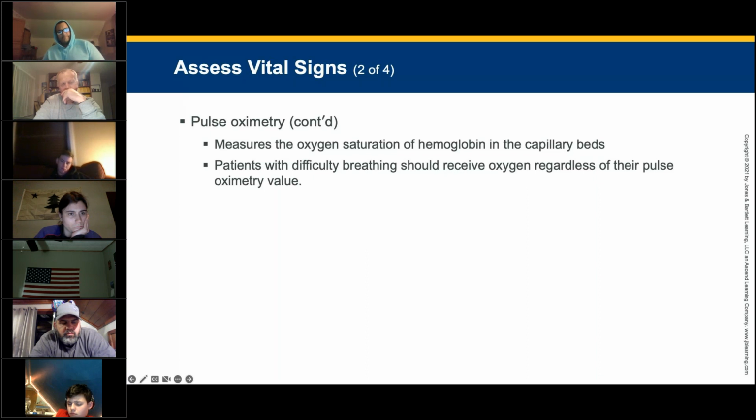So pulse oximetry measures the oxygen saturation of the hemoglobin in the capillary beds. Patients with difficulty breathing should receive oxygen regardless of their pulse oximetry value. So that's what we were just talking about. Even if they're struggling to breathe, you should still give them oxygen, even if their numbers are adequate.